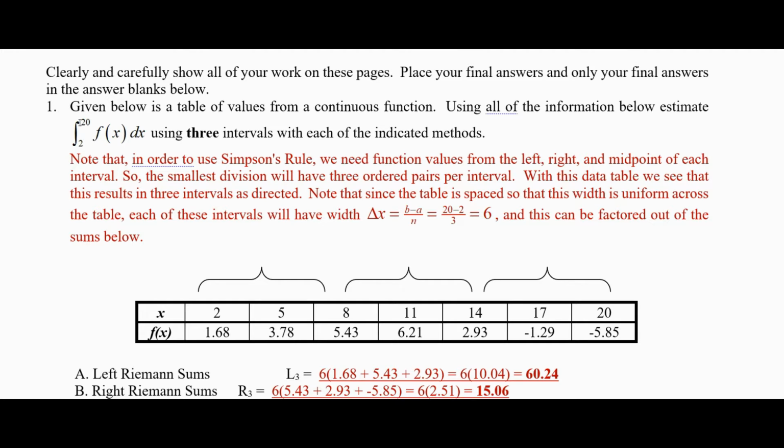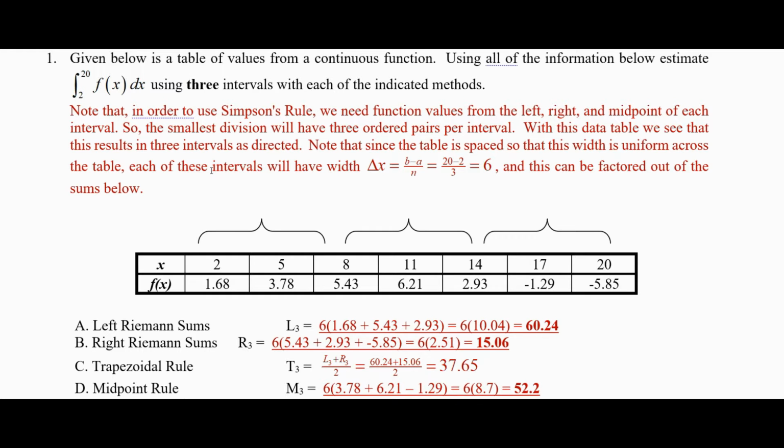So we're looking at the integral from 2 to 20 of f of x, where we're given this particular function by a table, and notice it goes from 2 to 20. We want 3 intervals, and if you do 3 intervals, then delta x is (b minus a) over n. That's (20 minus 2) over 3, which is 18 over 3, which is 6. So we're looking at intervals of size 6. From 2 to 8 is 6, from 8 to 14 is 6, and 14 to 20 is 6. So here's one interval, here's the next interval, and here is the last interval.